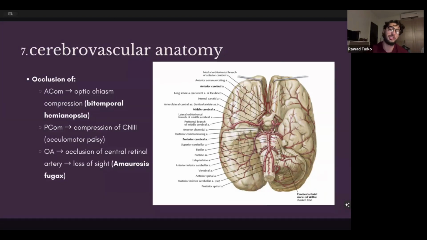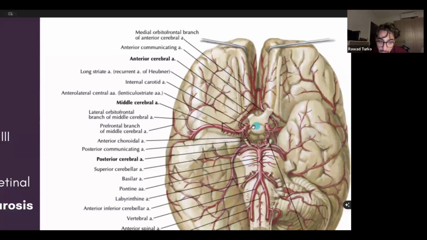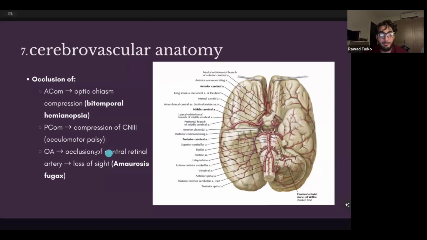Okay, and again, an occlusion at the ophthalmic artery, which is a branch of the internal carotid. Is it in this? Okay, it may not be in this diagram. But it would cause occlusion of the central retinal artery, which could cause loss of sight.